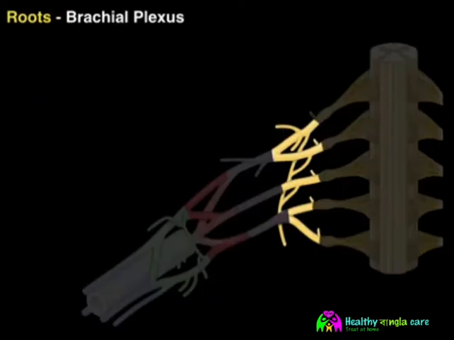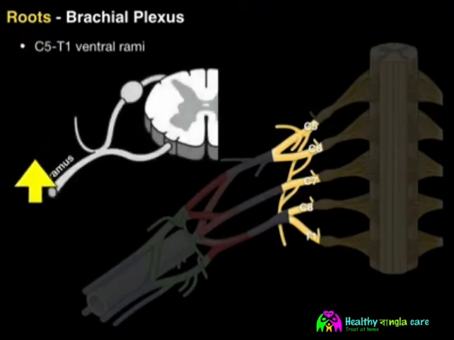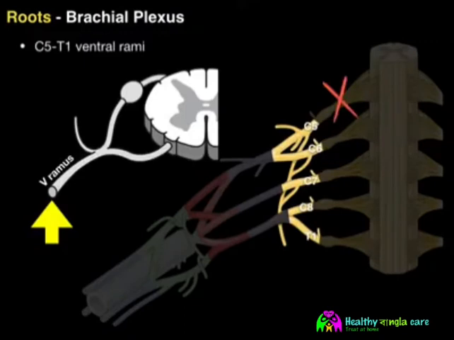Now let's start with the roots. The roots of the brachial plexus are really another way of saying the C5 to T1 ventral rami: C5, C6, C7, C8, and T1. And so the roots of the brachial plexus are the same thing as the ventral ramus at each of those segmental levels. Not those roots, those roots. Thank you, anatomists, for making that so confusing.